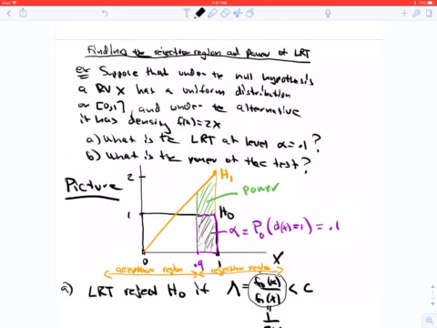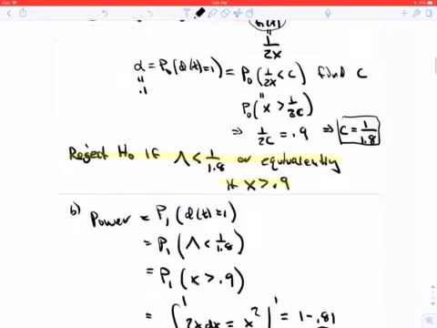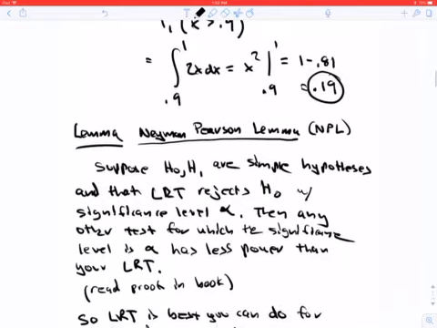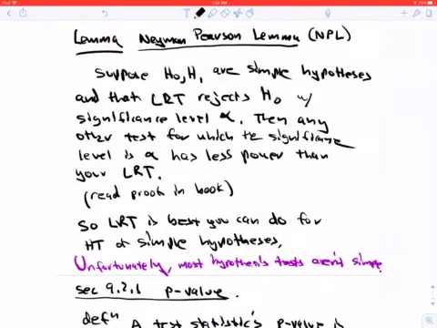depending on what your test statistic is. The power is always given by the picture drawn here, so whatever your cutoff is, so 0.9, it's the area to the right of 0.9 under the alternative distribution. So that's shown here in green. Or you can just find it mathematically as I did here.